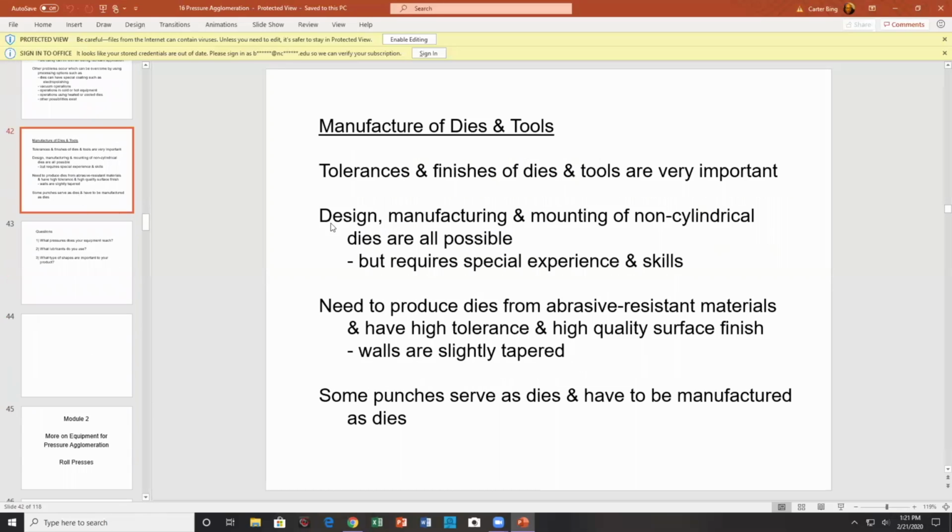Alrighty, so tolerances and finishes of dies are very important. Design, manufacture, and mounting of non-cylindrical dies are possible. They require special experience and skills to produce dies from abrasion-resistant materials with high tolerance and high quality finish. Walls are slightly tapered, of course. And some punches serve as dies and have to be manufactured as dies.